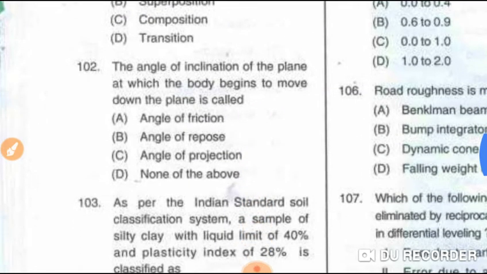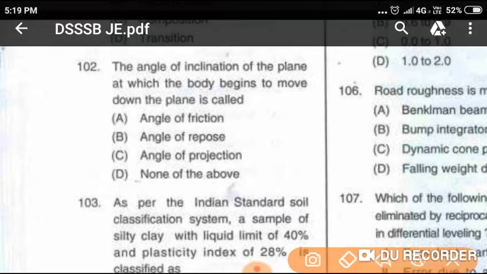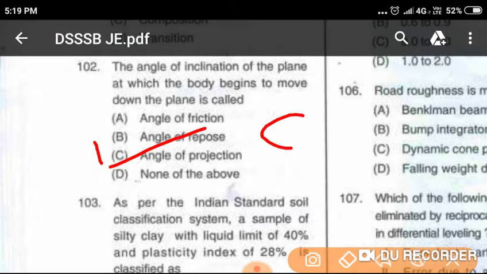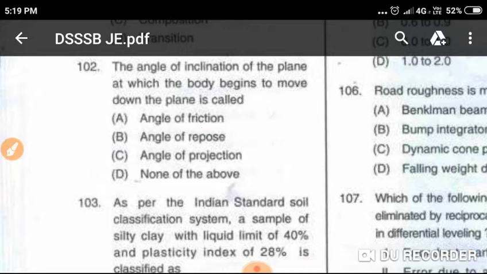Question number 102. The angle of inclination of the plane at which the body begins to move down the plane is called option A angle of friction, option B angle of repose, option C angle of projection, option D none of the above. So the angle of inclination of the plane at which the body begins to move down the plane is called angle of projection. That is option C is the correct answer.